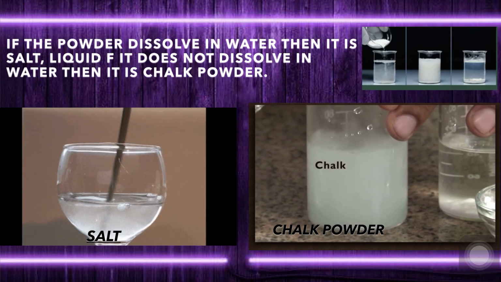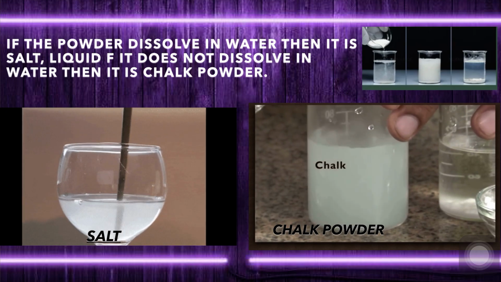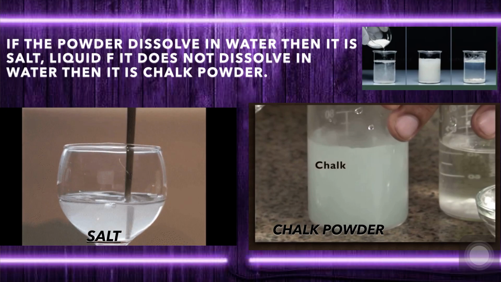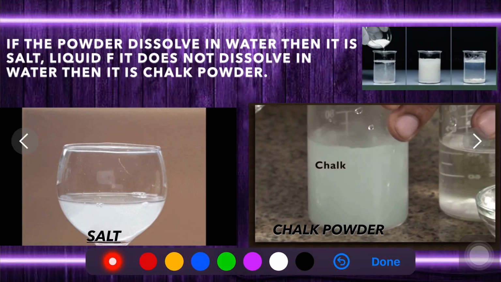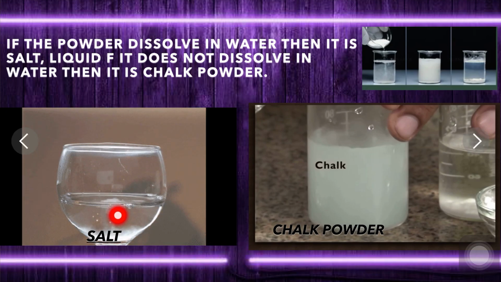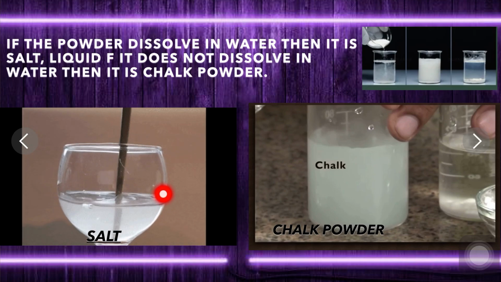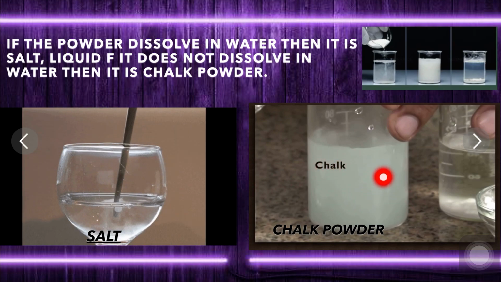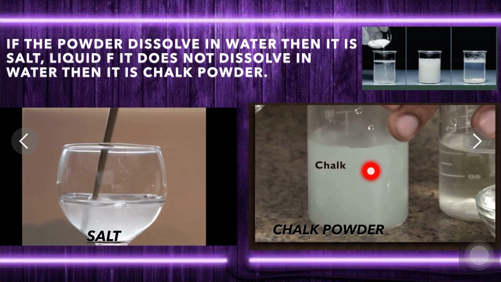So students, here we did a small experiment. A glass with salt water and a glass with chalk powder. If the powder dissolves in water, then it is salt. Here, as you can see, the salt completely dissolves in the water. If it does not dissolve in water, then it is chalk powder. As you can see, it is not dissolving, so it's chalk powder.